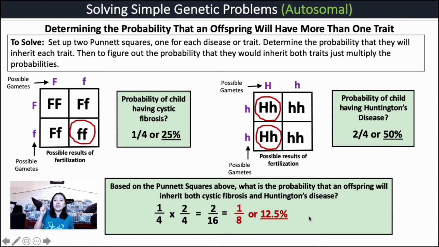The cool thing about this method is I could actually look at 3 different diseases and figure out the probability that a child would inherit all 3 of the diseases from their parents. So you can look at as many diseases as you want when you're doing Punnett squares this way.